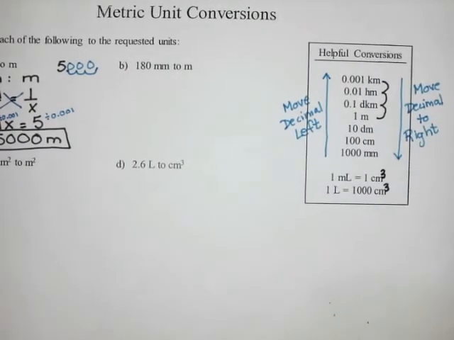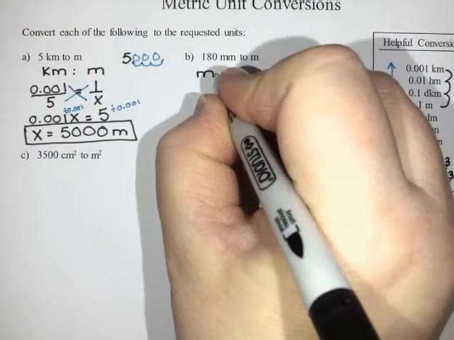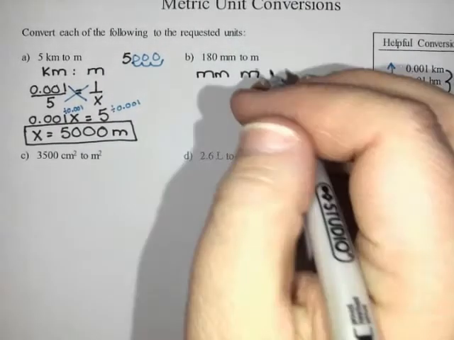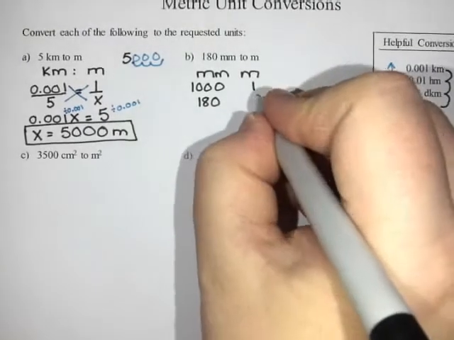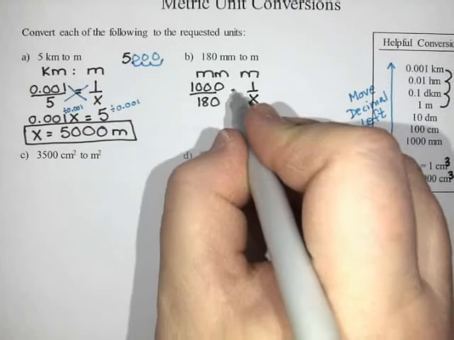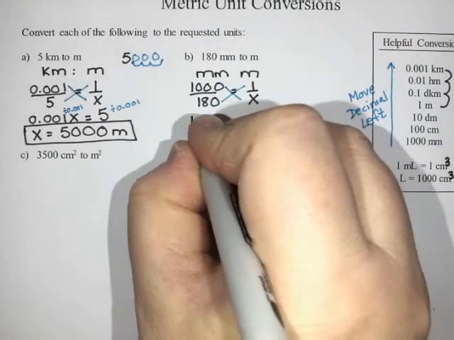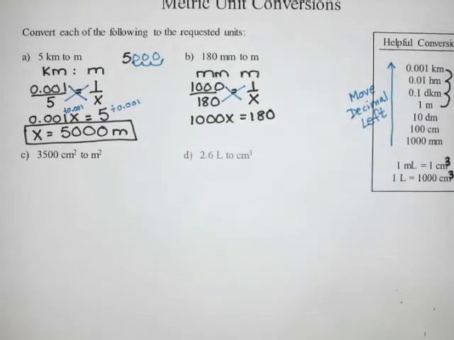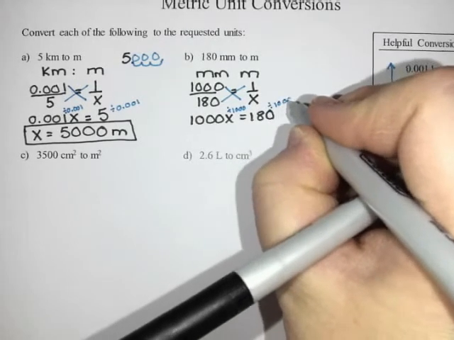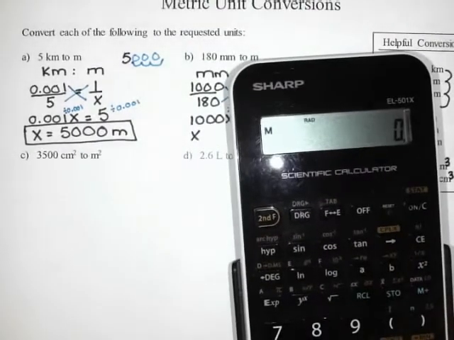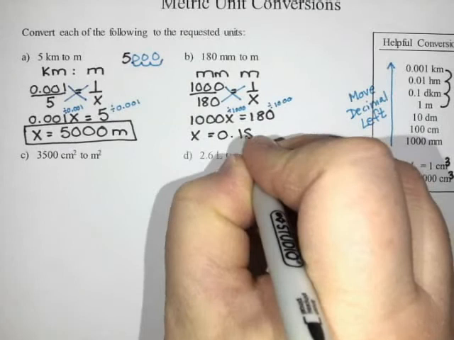I'd like to try another one with the ratio, and then we will see if the conversion going the other way actually works. So we're going millimeters to meters. And I know from the conversion factors that 1,000 millimeters is 1 meter. And I want to know what is 180 millimeters. What is that in meters? So I'm going to set up a proportion and then cross multiply. So 1,000 times X is 1,000X. 180 times 1 is 180. And then I'm going to divide by 1,000. So this is going to give me 180 divided by 1,000, which is 0.18. And that is meters.